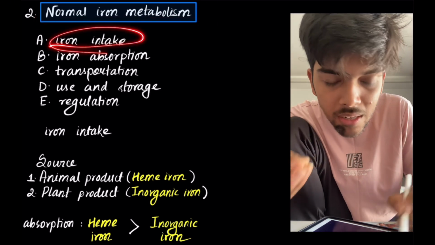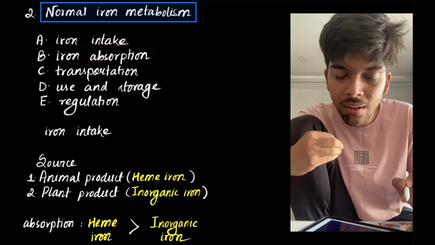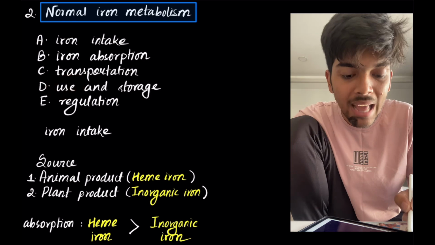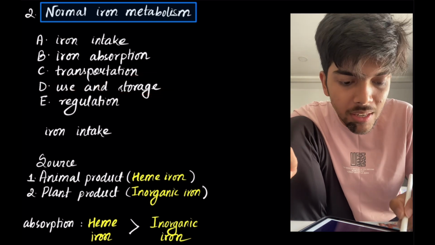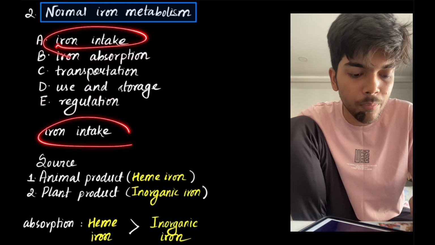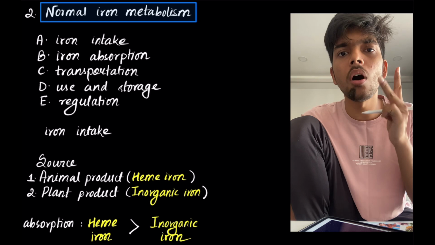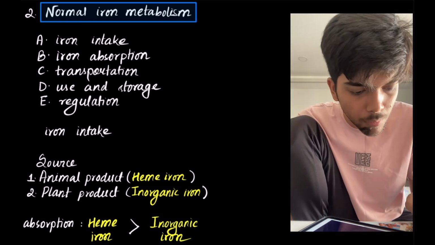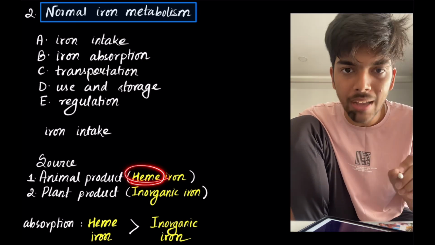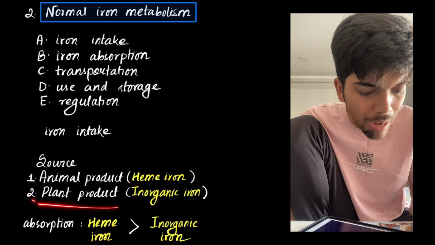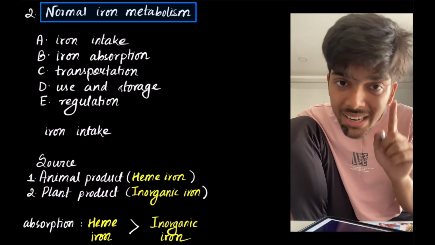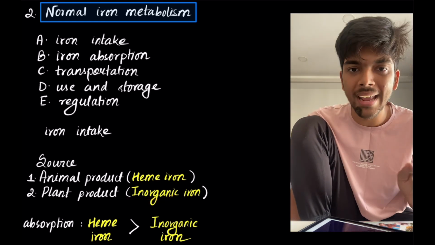First, iron is taken in, then it gets absorbed in the gut, then it gets transported through blood to different parts of the body where it gets used, then the excess gets stored, and finally the process of absorption is regulated. First, iron intake. There are two different sources of iron. You can get iron from animal products. The type of iron you get from animal products is heme iron, and you can also get iron from plant products. The type of iron you get from plant products is non-heme iron, which is also called inorganic iron.